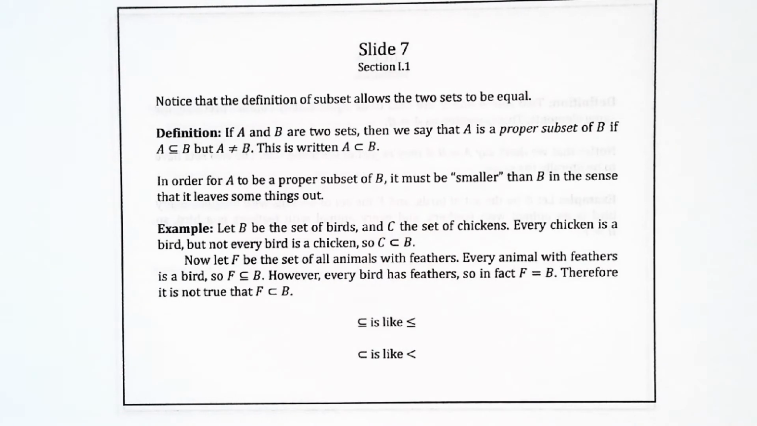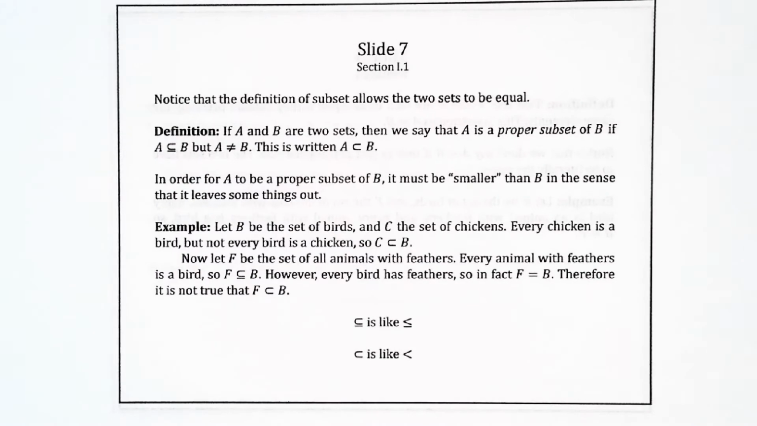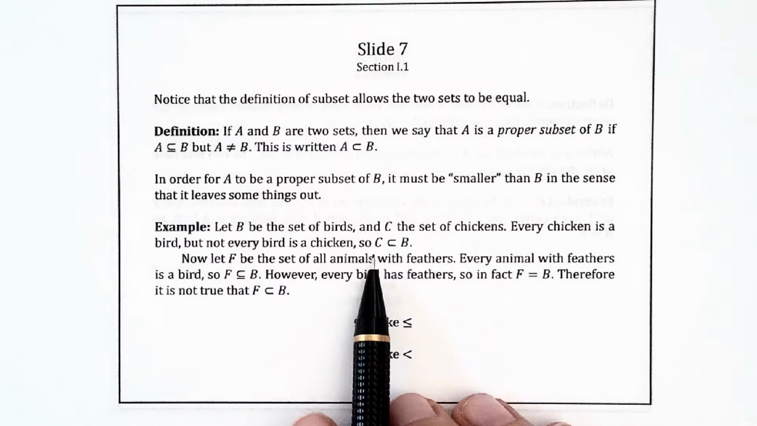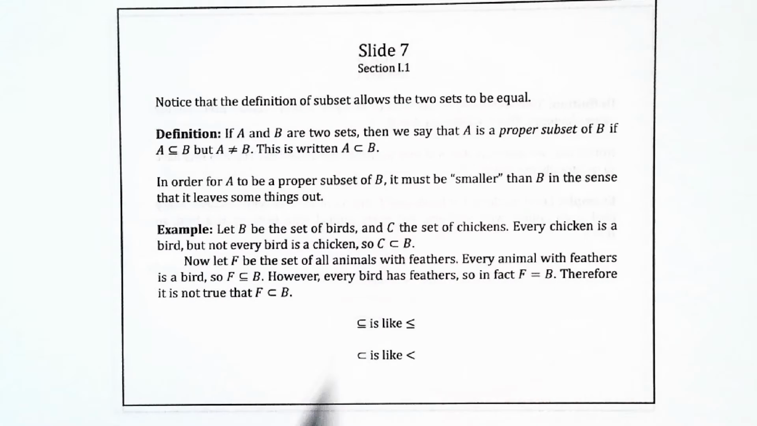In order for A to be a proper subset of B, it has to be smaller than B, in the sense that it leaves some things out. So for example, if I'm talking about my chickens and birds, every chicken is a bird, but not every bird is a chicken. So C is a proper subset of B. It's true to say that C is a subset with a line under it, but it's also true to say that it's a proper subset.